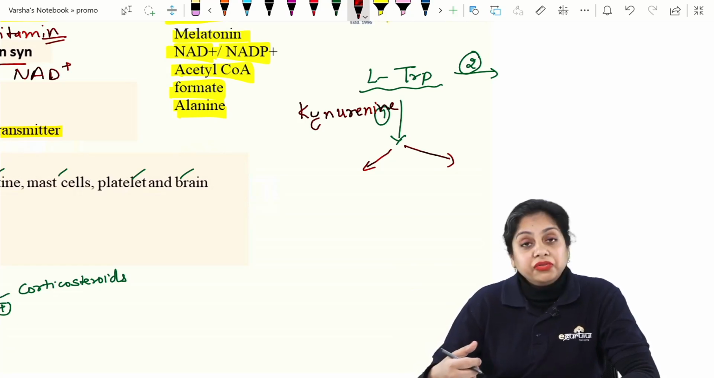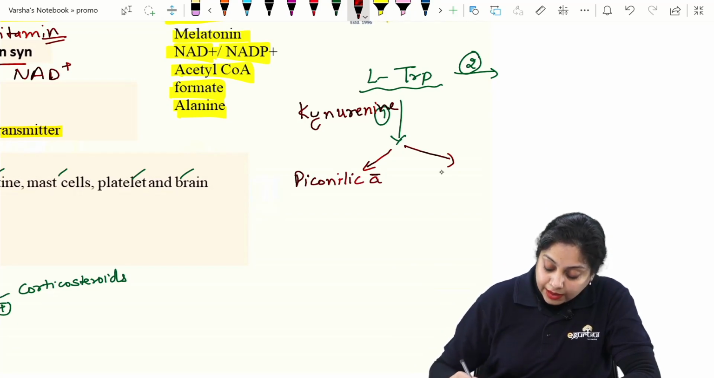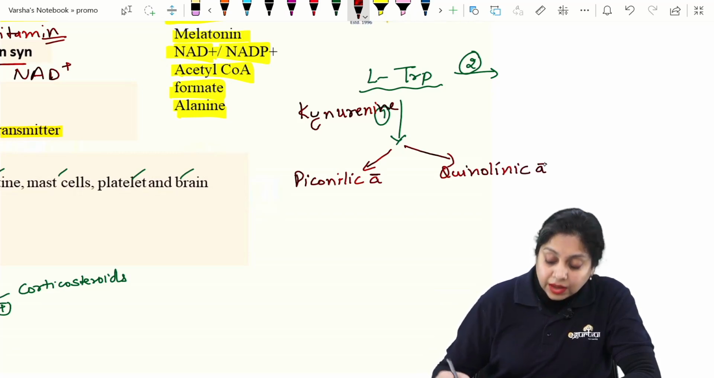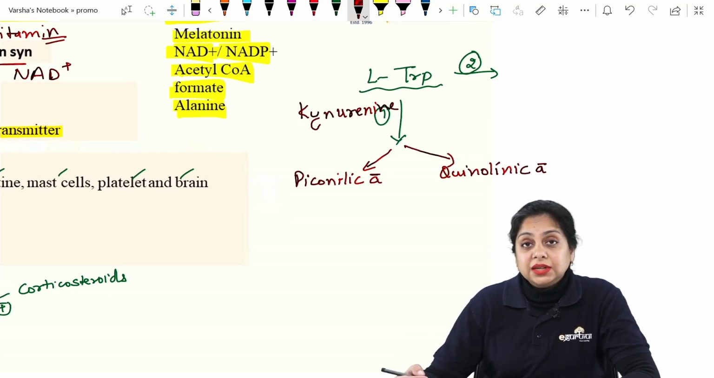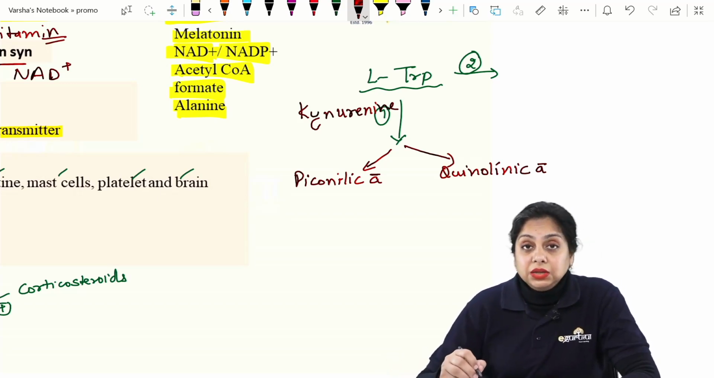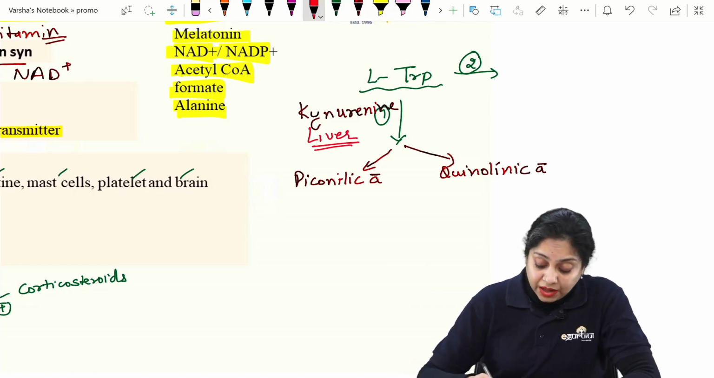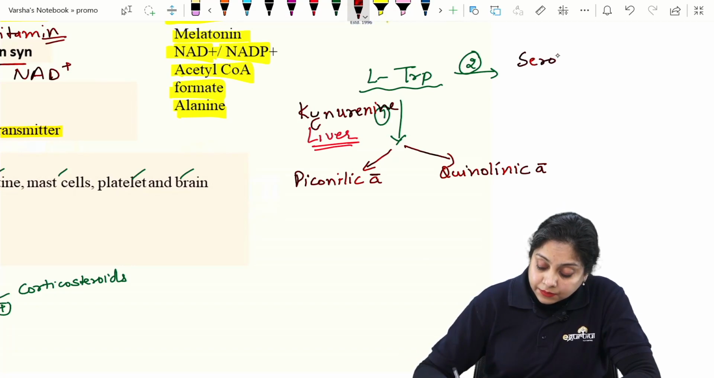So this pathway bifurcates in the end, making picolinate or picolinic acid and quinolinic acid. Okay, I apologize for my spellings. If they are wrong, please correct them yourself. Okay, so this is one, the kynurenine pathway. Why the name so? Because one of the intermediates is kynurenine. This is the one pathway, and this pathway happens where? In the liver. The second pathway is the pathway where serotonin and melatonin are synthesized.